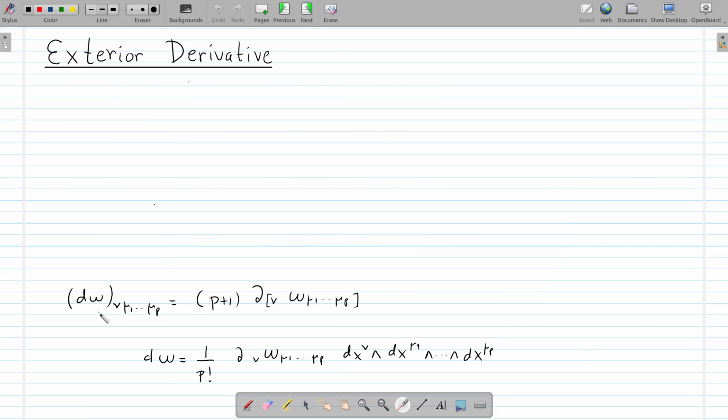So from that we conclude that the components of the exterior derivative of omega are given by p+1 times the derivative of omega with respect to x^nu with all the indices here antisymmetrized. Of course, mu_1 through mu_p are already antisymmetrized, but nu here has to be antisymmetrized. Now, if we write this expression here, then we don't have to put the antisymmetrization brackets because this is taken care of by the wedge product dx^nu through dx^{mu_p}.